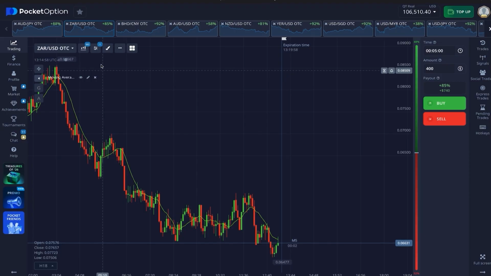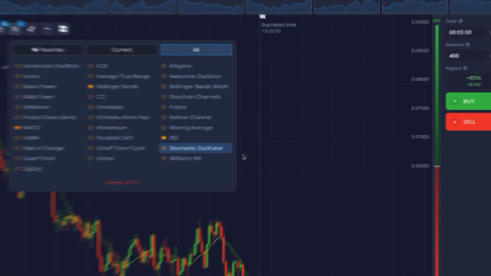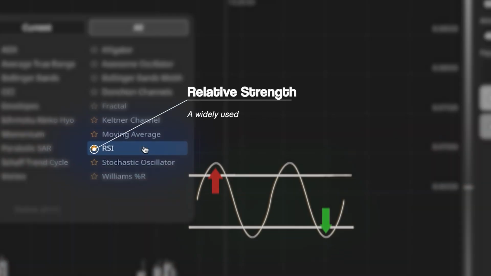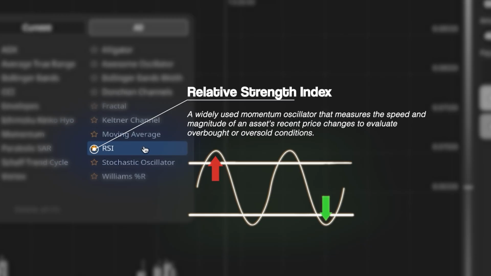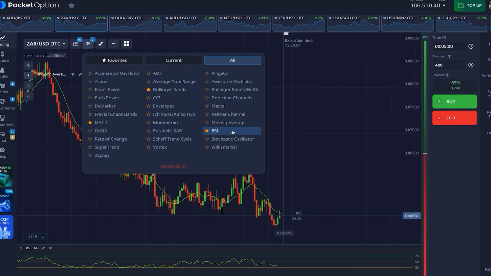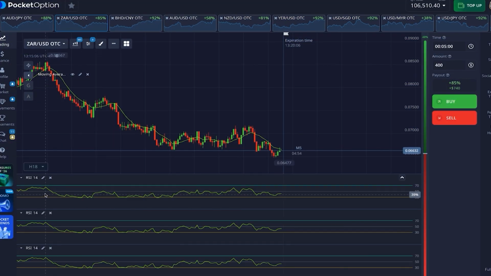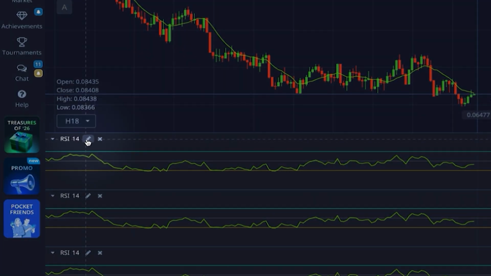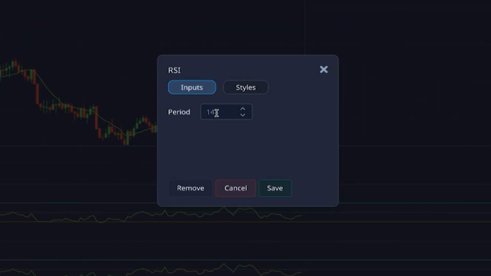Most traders use a single RSI incorrectly. I use 3 RSIs at the same time and it changes everything. Add 3 RSI indicators with different periods to your trading chart. To change the period, click the pencil icon next to the indicator and adjust the settings.